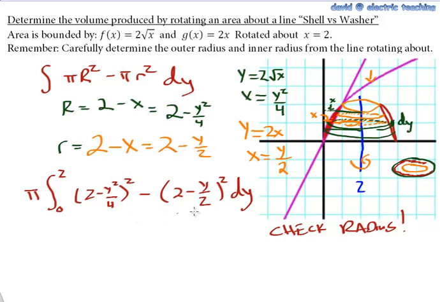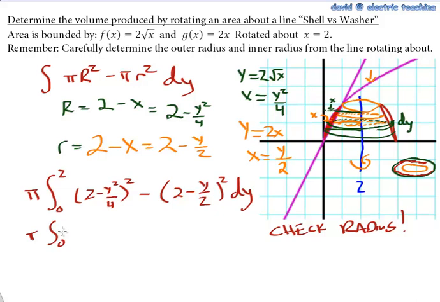So I feel very confident about this integral before even diving into the algebra. Too many times I've seen students not check to make sure it makes sense, and they end up spending a lot of time doing algebra for no reason at all. So let's go ahead and clean this up. We've got, let's see, a pi on the outside.